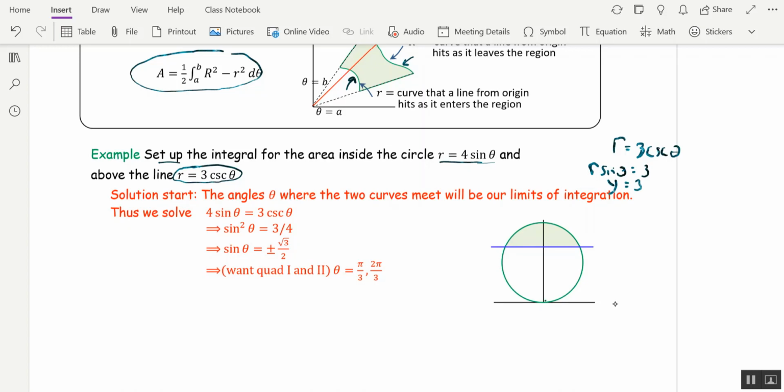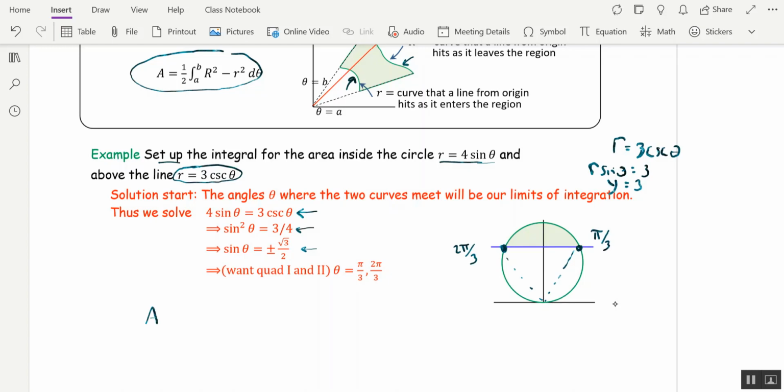So to set up my integral, I need to know the value of theta where those two curves meet. So I set them equal to each other, and that's what I've done here. Multiply both sides by sine to get sine squared theta is 3/4. Then I have to take plus or minus the square root of both sides. And so if sine theta is plus or minus root 3 over 2, I want angles in quadrants 1 and 2. So the first place that's going to happen is pi over 3. And the second place is over here at 2 pi over 3.